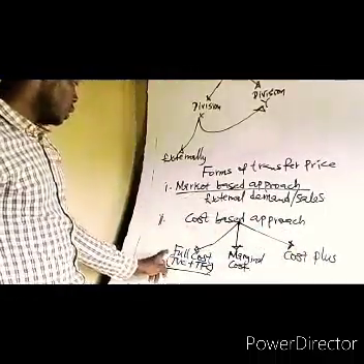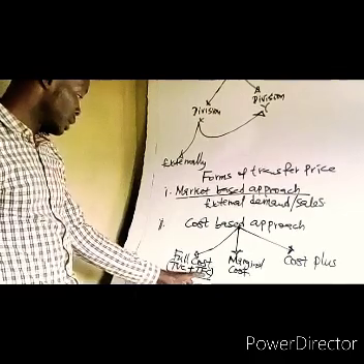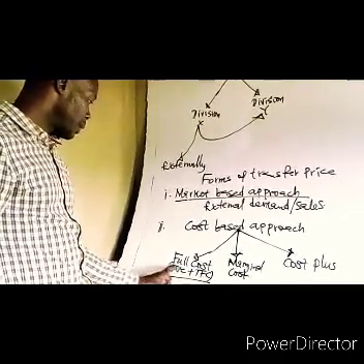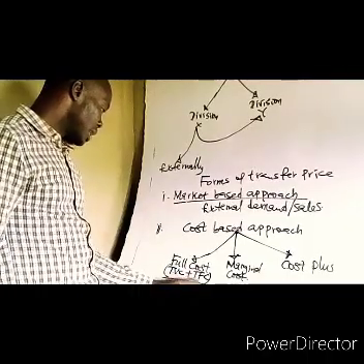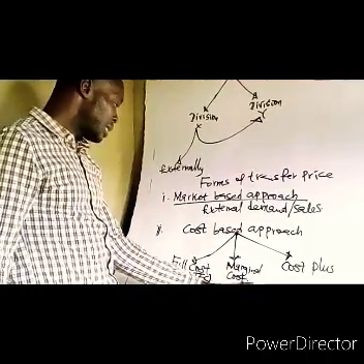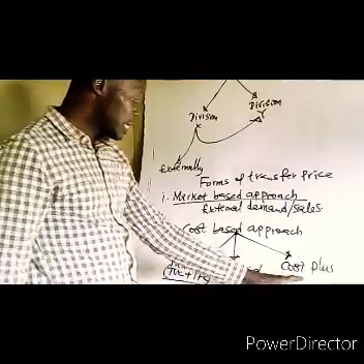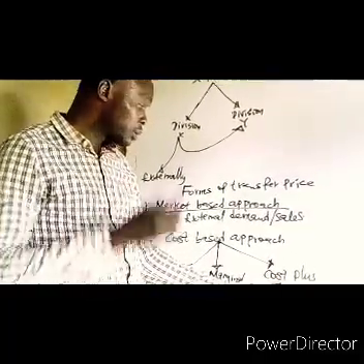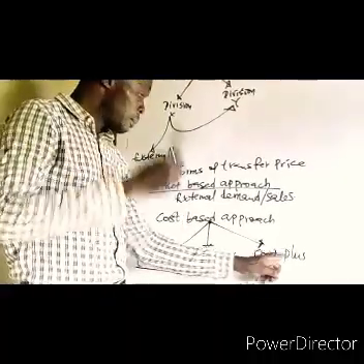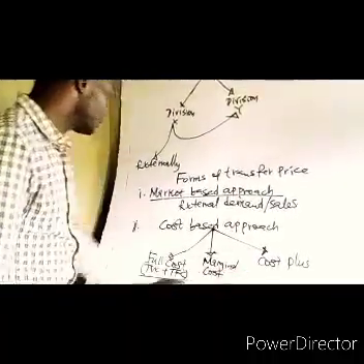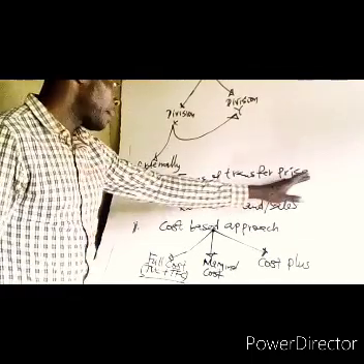Under full cost, you consider the variable production cost per unit plus fixed production cost per unit. Under marginal cost, you consider the variable cost of production per unit. Under cost plus, you consider the total cost of production per unit plus percentage markup. So those are the different forms of transfer price.